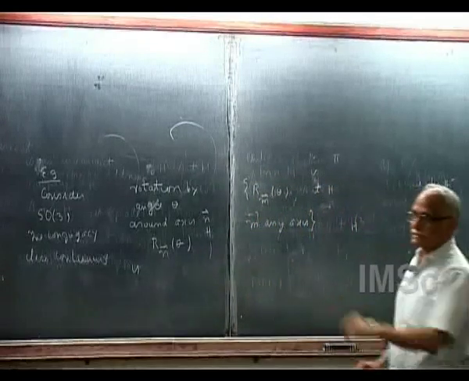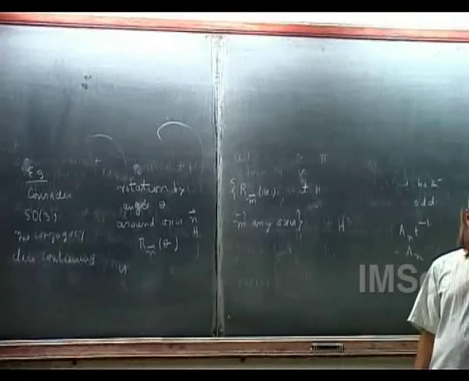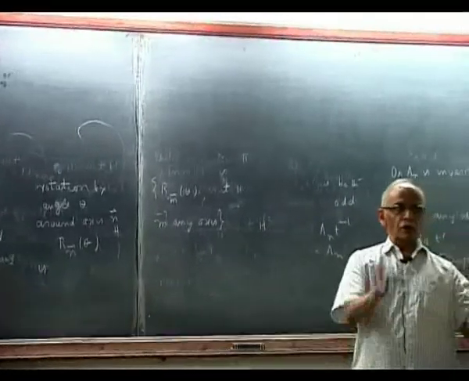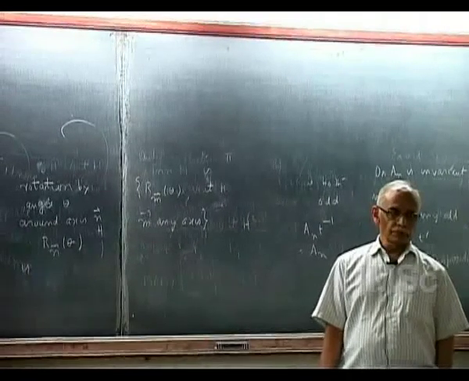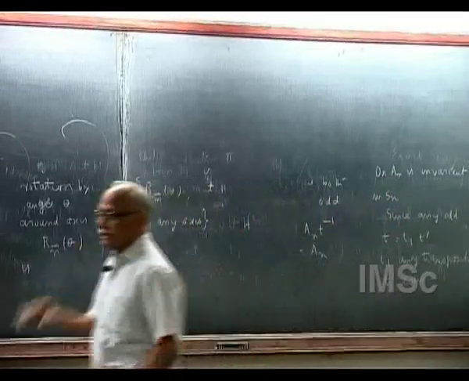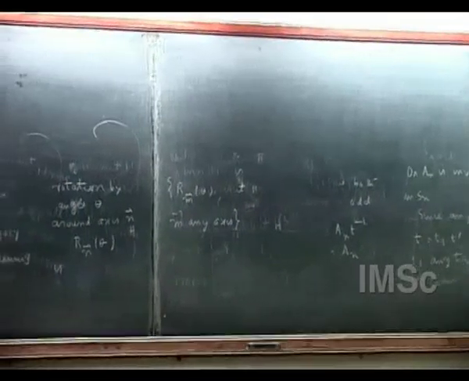The angle won't change. I will just rotate this here. So, rotation will just take one axis to another axis. So, I will get all rotations by the same angle. By the way, this equation will come back to us when we start looking at representations of the rotation group.